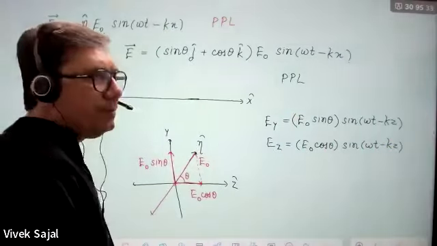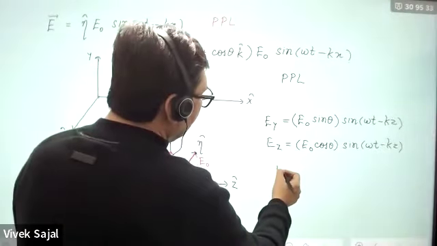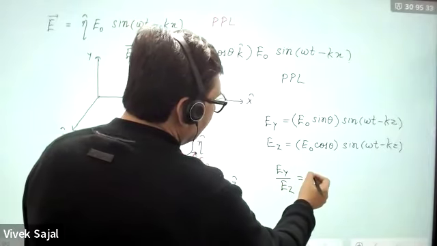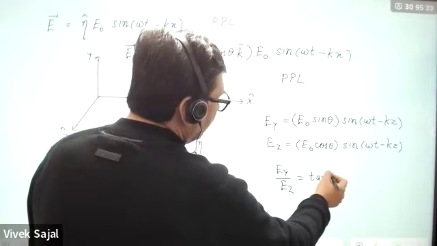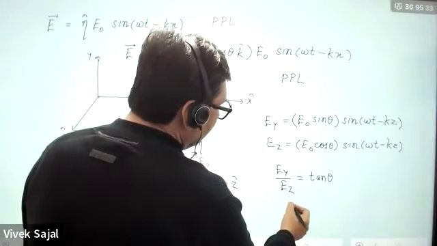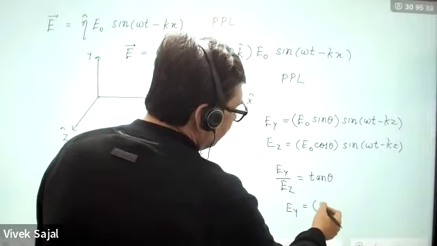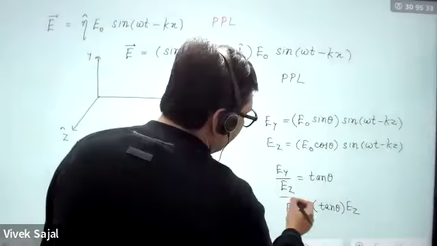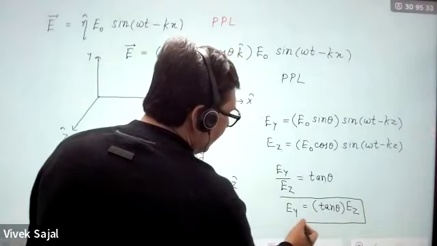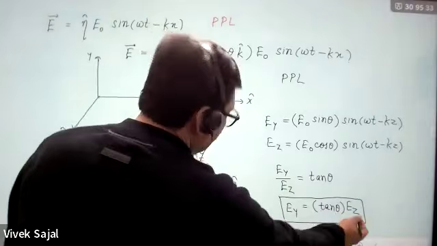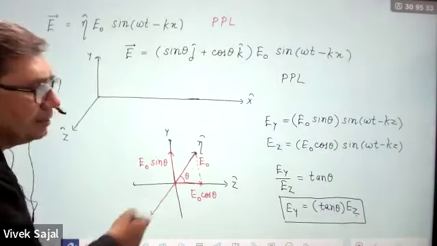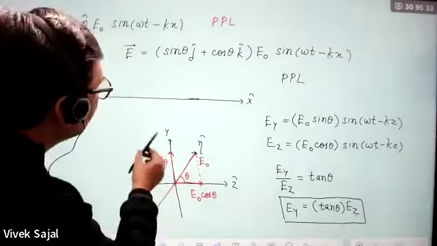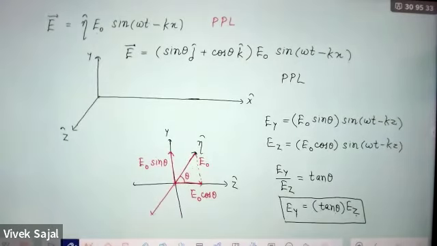Divide these two. If you divide these two, what are you going to get? You will get Ey by Ez, and that is tan theta. So Ey equals tan theta Ez, and this is an equation of a straight line between Ey and Ez. This provides me the line along which all the electric vectors are oscillating. So this is another form of plane polarized light.